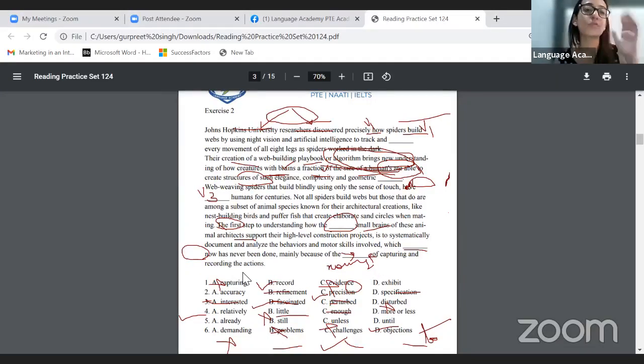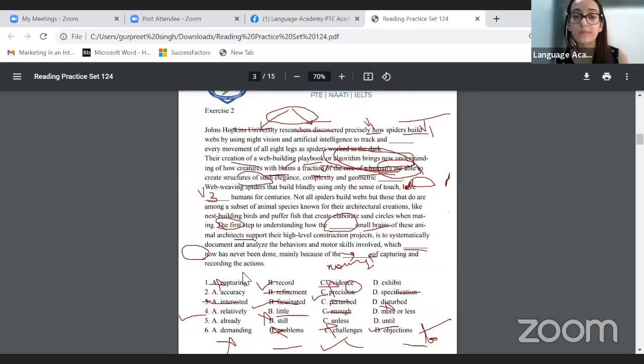It's not very easy to go with the camera and straight away start recording. There must be a lot of challenges in capturing and recording the actions of spiders, because they're very small at the end of the day, right? So these are the answers. The first one, we needed first form of verb, track and record. We don't want to say to track and show the every movement. We just say track and record every movement using night vision and artificial intelligence.